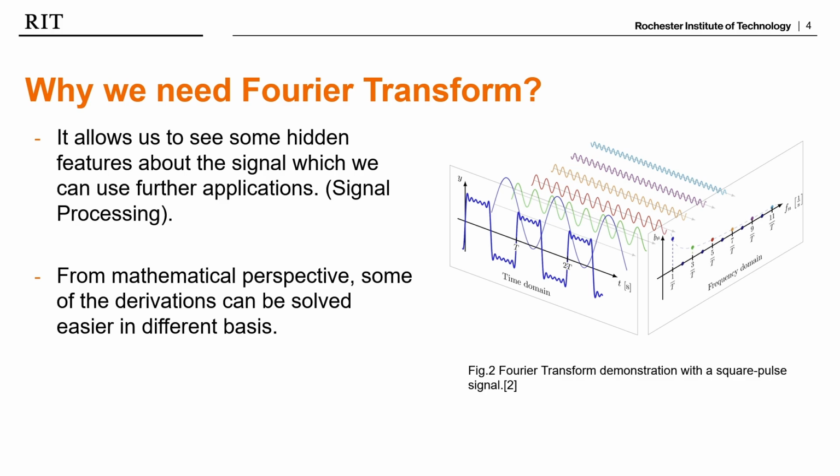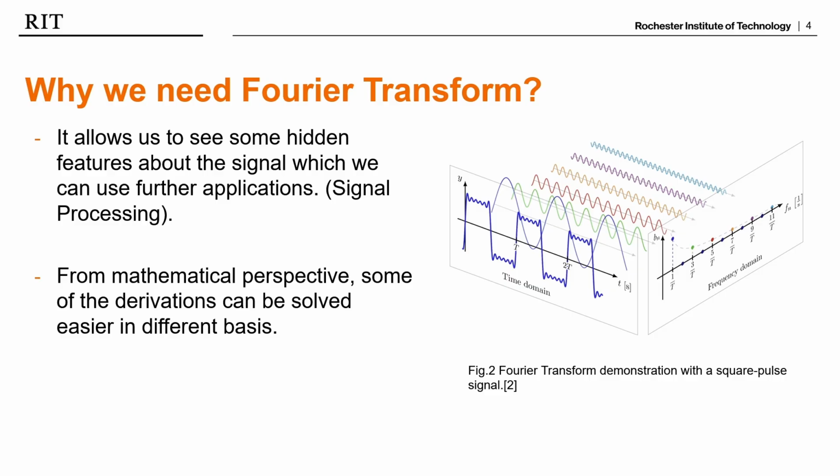Why do we need the Fourier transform? In simple terms, it lets us examine a signal from a different perspective, often revealing properties that are hard to see in the time domain. Mathematically, it can also simplify certain derivations and solutions, especially in signal processing and differential equations.